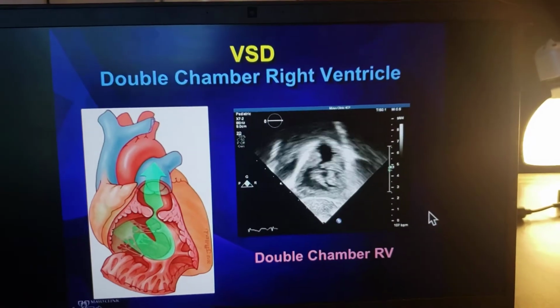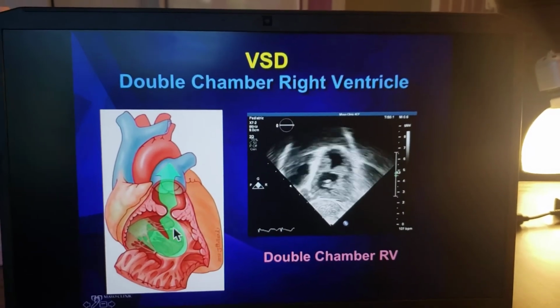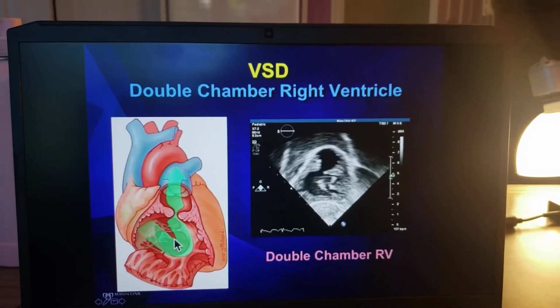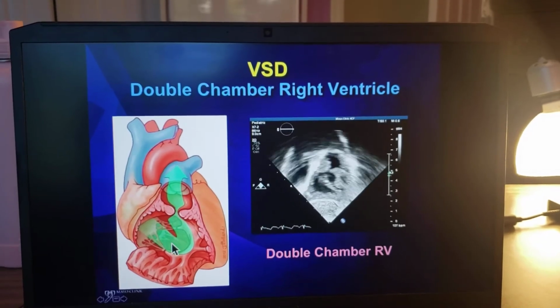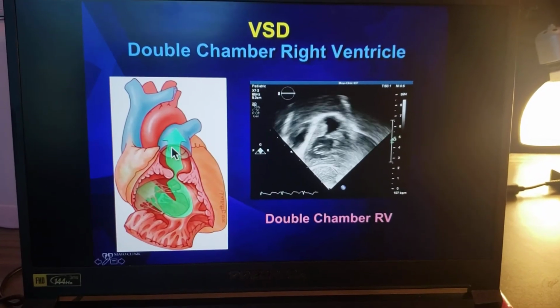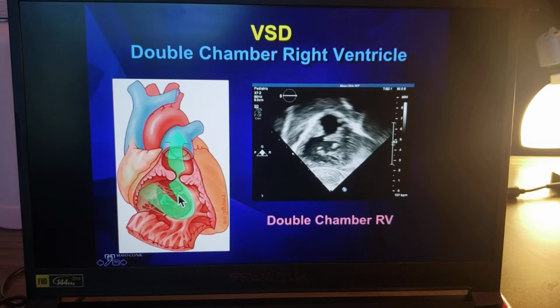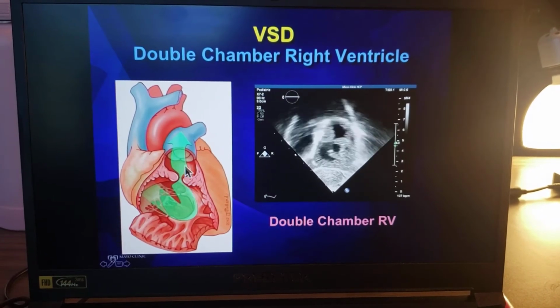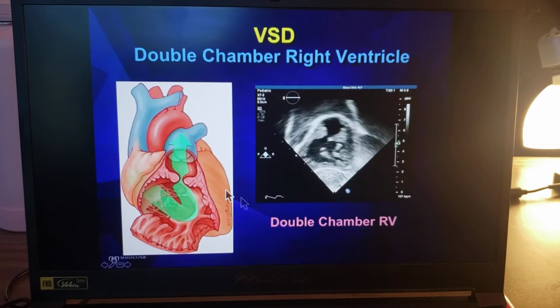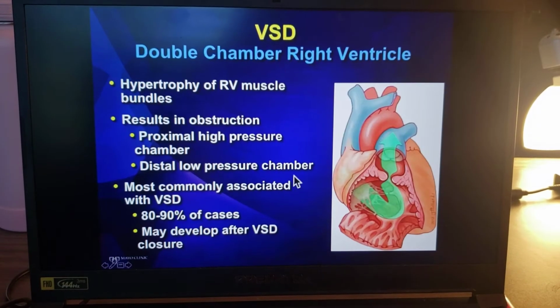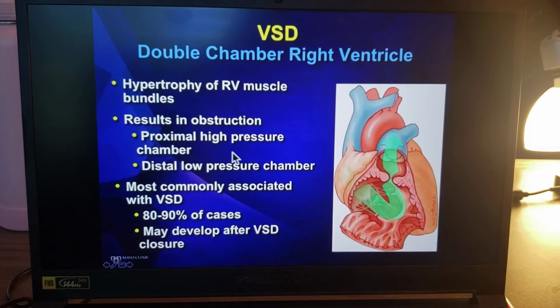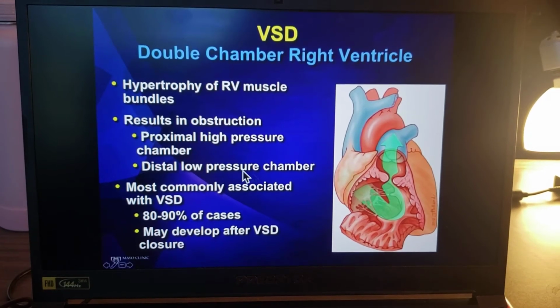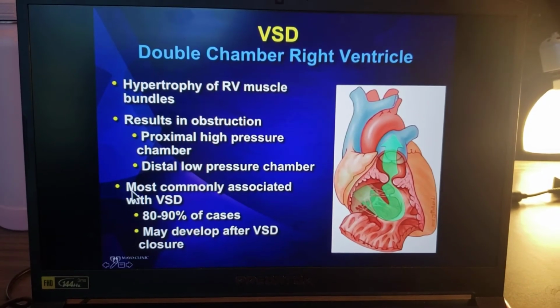right heart. So this is a double-chambered right ventricle, where you have a high-pressure proximal chamber and a low-pressure distal chamber, and the VSD is trying to come across these obstructed muscle bundles into the right ventricular outflow tract. This results in obstruction. There's a proximal, like we said, high-pressure chamber, a distal low-pressure chamber.